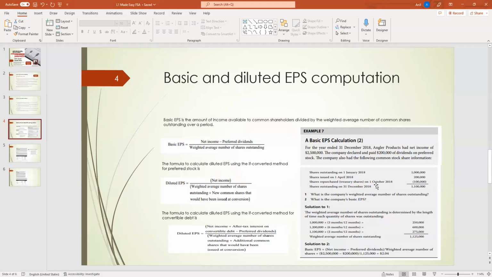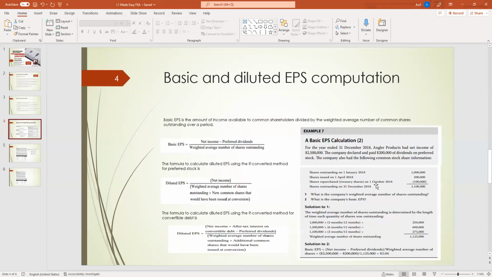Now let's go to computing diluted EPS using the if-conversion method, that is, if conversion occurs. There are two cases in this: one is for preferred stock, the other is for convertible debt. If it is preferred stock, diluted EPS is equal to net income. There's no need to deduct the preferred dividends because they will not be there. Divided by, see the change in the denominator, the weighted average number of shares outstanding plus new common shares that would have been issued at conversion. So you have to add the new common shares to the weighted average number of shares if conversion occurs.